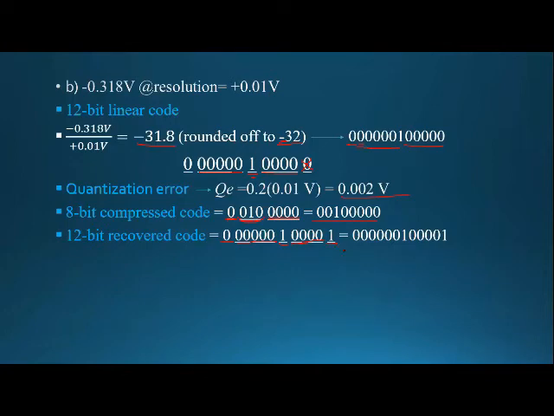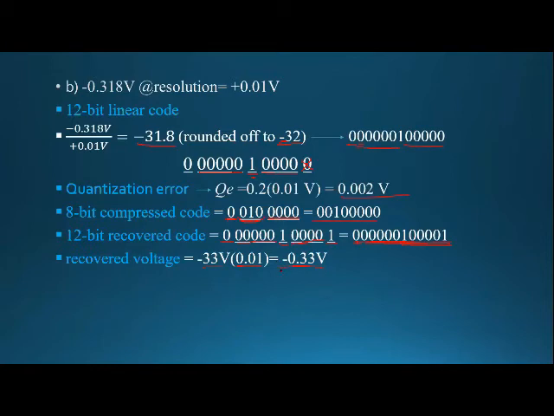So we have the 12-bit recovered code, and the recovered voltage, we just have to decode this value. Since the sign bit is 0, that means it is negative. Then we have these values here. This is 32, then plus 1, so that is negative 33 times its resolution. So we have the recovered voltage of negative 0.33 volts.